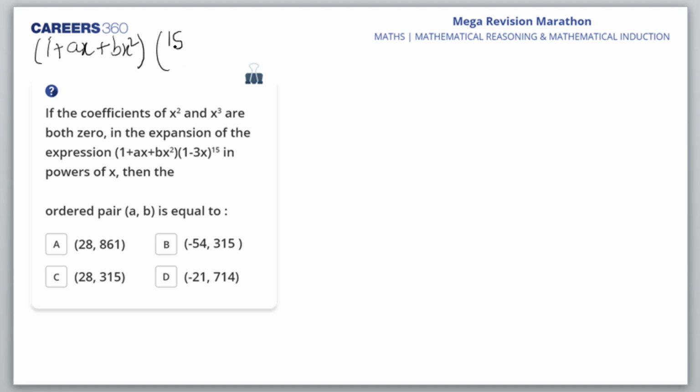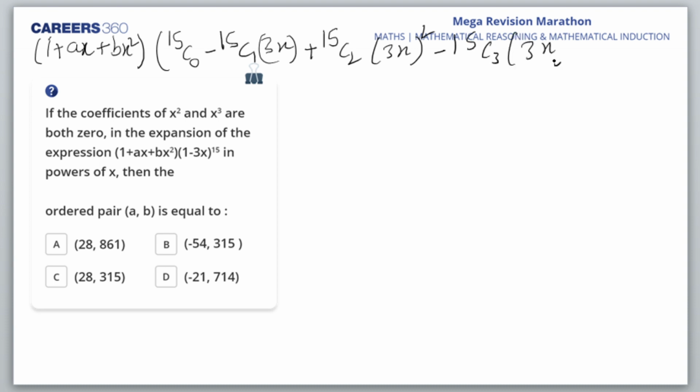What it would be? 15C0, then minus 15C1 times 3x, plus 15C2 times (3x) whole square, and minus 15C3 times (3x) whole cube. Till here only I'll expand because I need the coefficient of x square and x cube. Okay.